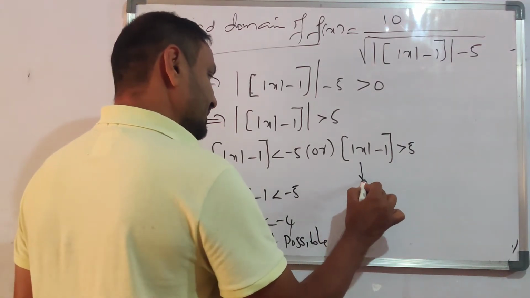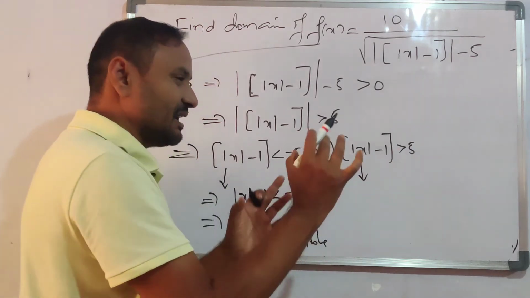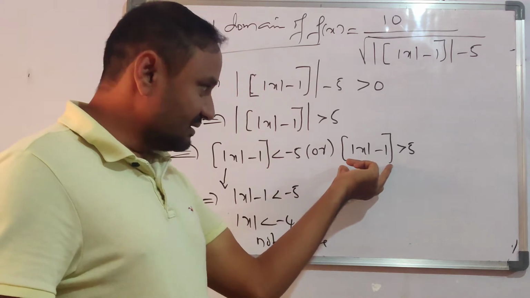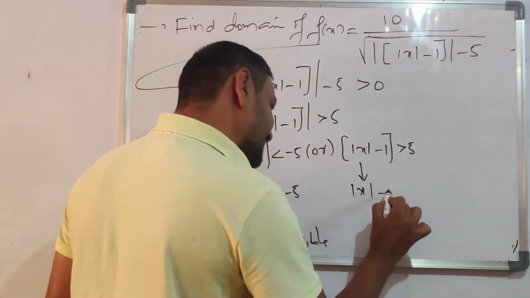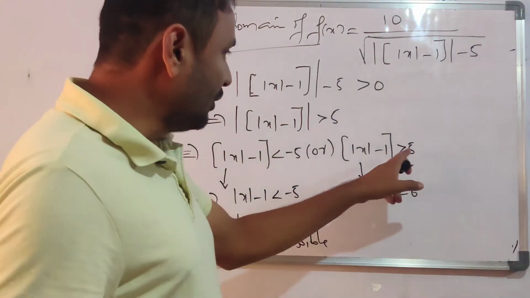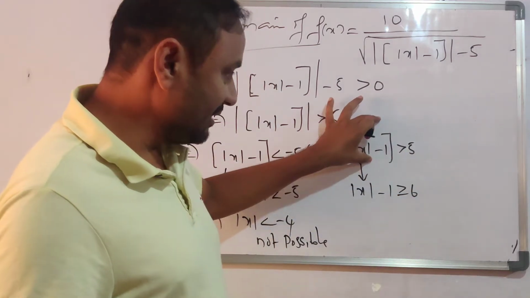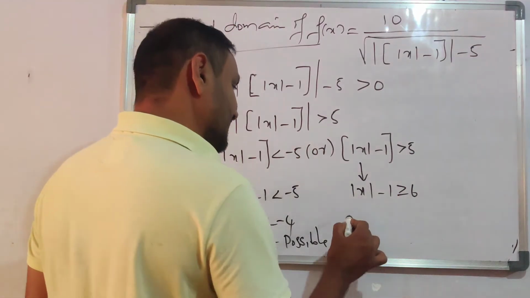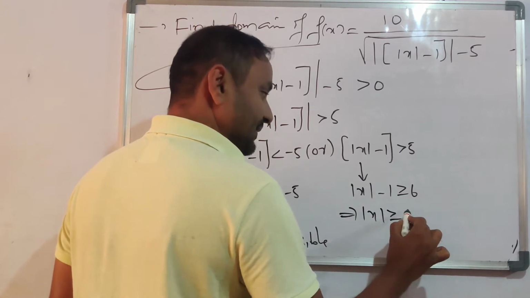From this, so this is greater than 5. Step means it is always an integer. So the outcome of step will be an integer. That's why greater than 5 means compulsorily mod x minus 1 greater than or equal to 6. Above 5 the integer is 6. So clearly greater than 5, this is always an integer. That's why 6 onwards take, 6 and 6 above. So this is also equal to mod x greater than or equal to 7.